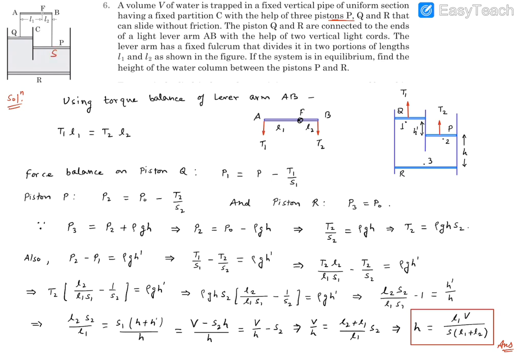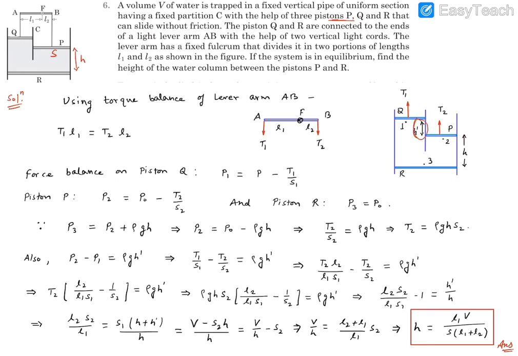We need this to give the answer. So all three pistons are light and the cross-sectional area of the piston P is S. So we can use this S for our answer. The question is asking, at equilibrium, what is the height between these two? This quantity is something we are looking for. Let's call it H, and this H we need to find out. So the same picture I have drawn over here for the sake of representing forces.